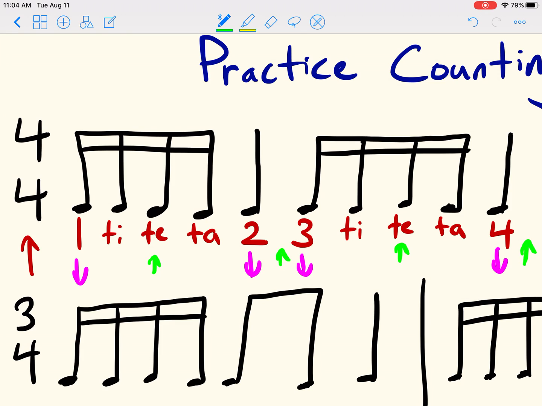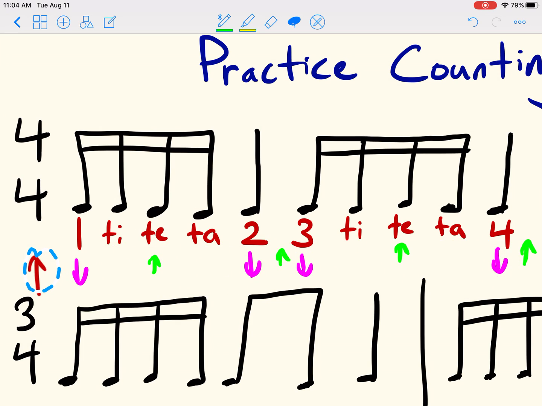Keep in mind that the eighth notes, which are represented by the down and up arrows, are now also represented as clicks from the metronome. Down, up, down, up, down, up, down, up. That's how it would be counted if I was to count through the measure.